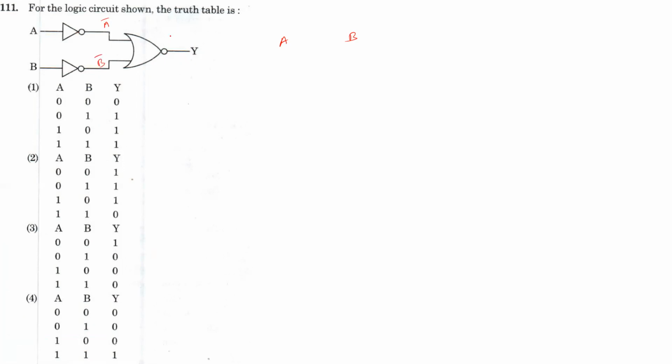Here, a NOR gate means (A bar plus B bar) whole bar. That means we have to get A bar and B bar from A and B, then A bar plus B bar, then A bar plus B bar whole bar. Now see here, we are taking 0 0, 0 1, 1 0, 1 1, like that we can take.